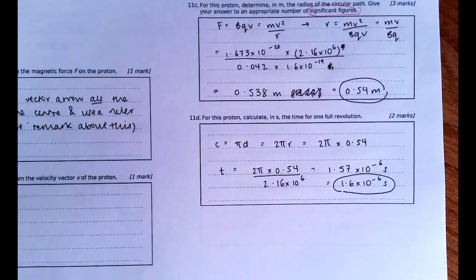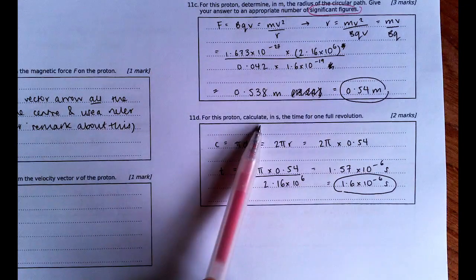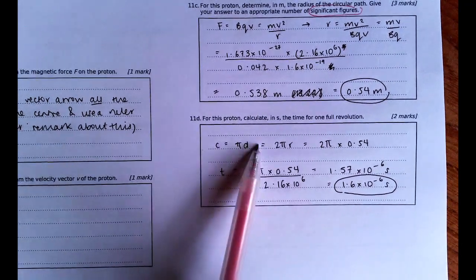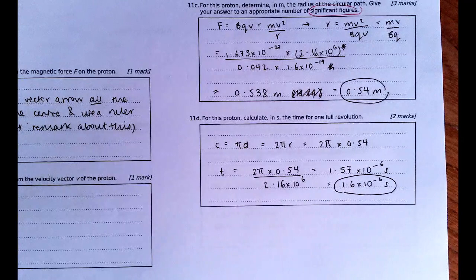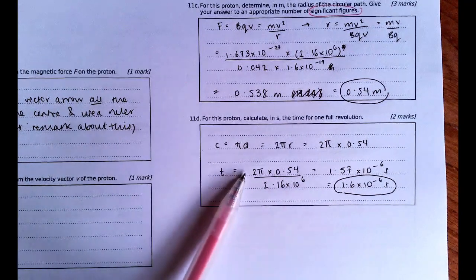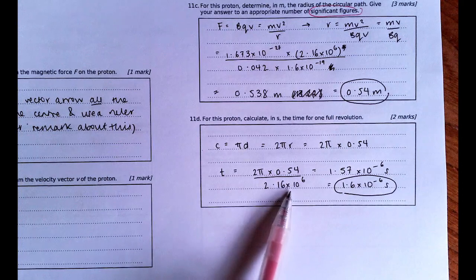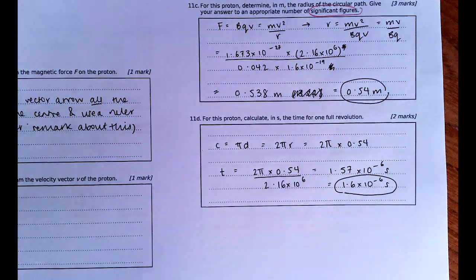Okay, in 11D it says calculate in seconds the time for 1 full revolution. So you're going to need speed as distance over time. You know the tangential speed, so you have to work out the absolute distance travelled in 1 full revolution. So that's the circumference, which is 2 pi r. And so therefore the time is going to be equal to your 2 pi r, your circumference, your distance, divided by your speed, which you were given at the top of the page. And again, to 2 significant figures, that gives you 1.6 times 10 to the minus 6.